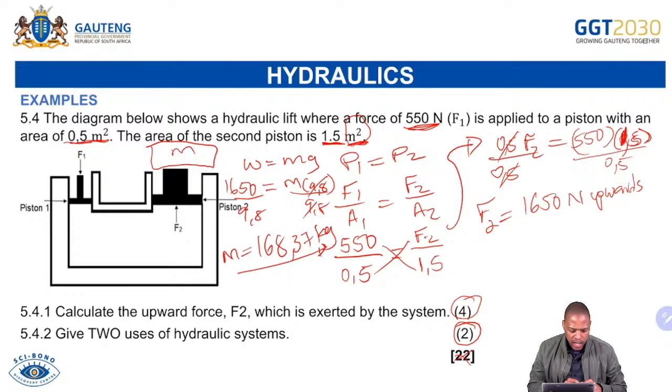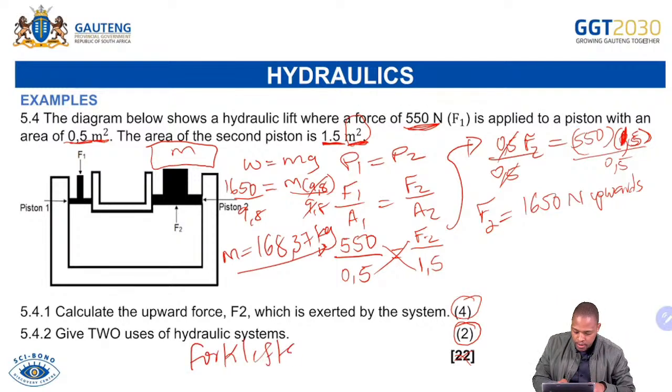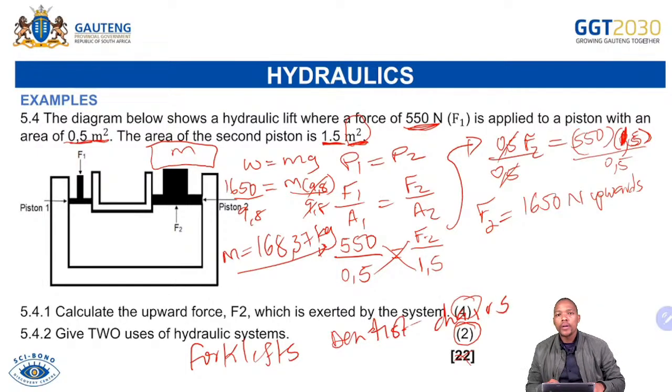The last question was saying, give 2 uses of a hydraulic system. I gave you 3 that I said you must know. So I'm expecting that each and every one of you is going to start by saying forklift, and then number 2, dentist chairs. Okay? Forklift, dentist chairs, hydraulic car jacks, if they ask for 3. That is the expectation of what you are going to do.